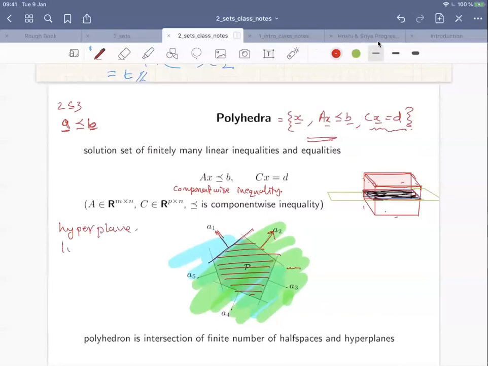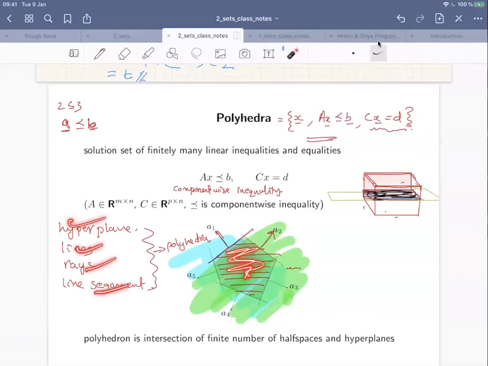It can be a line. It can be a ray, a line segment. So all these guys are examples of polyhedra. So remember that polyhedra may not always have this kind of shape. Or we can also think about these guys as polyhedra.